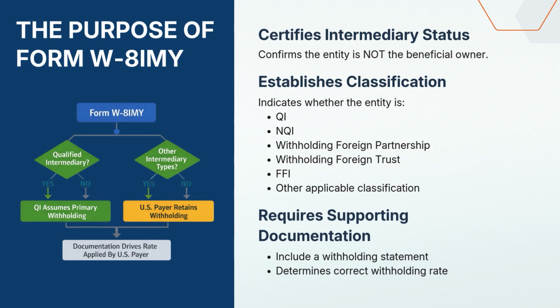First, it certifies that the entity receiving the payment is acting as an intermediary or flow-through entity, not as the beneficial owner. Second, it establishes the intermediary's status for withholding and reporting purposes. For example, the entity must indicate whether it is a qualified intermediary, a non-qualified intermediary, a withholding foreign partnership, a withholding foreign trust, a foreign financial institution, or another applicable classification.